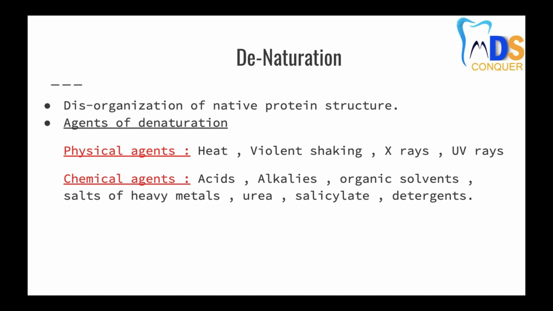There are a few agents that are added to destroy the protein. These can be categorized into physical agents and chemical agents. The physical agents can be heat, violent shaking, X-rays, and UV rays. The chemical agents can be acids, alkalis, organic solvents, salts of heavy metals, urea, salicylates, detergents, and so on.